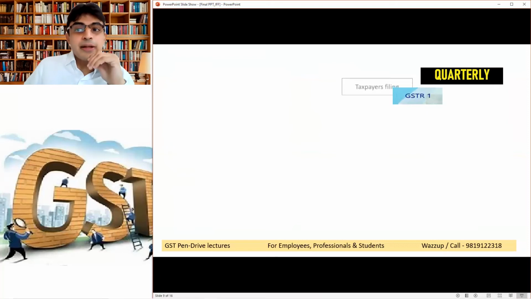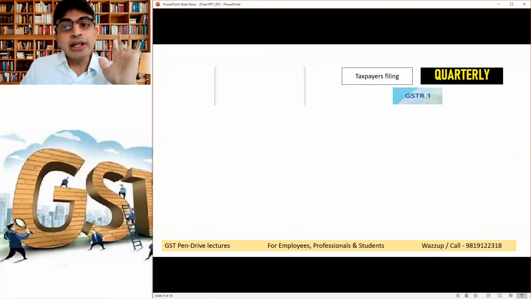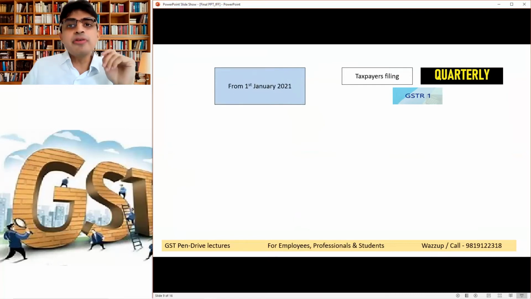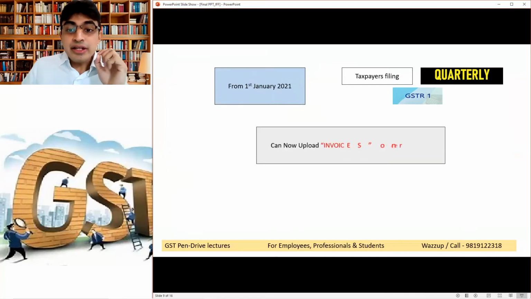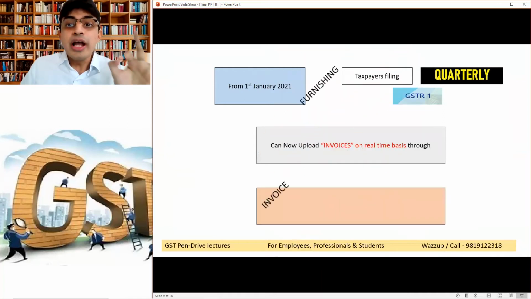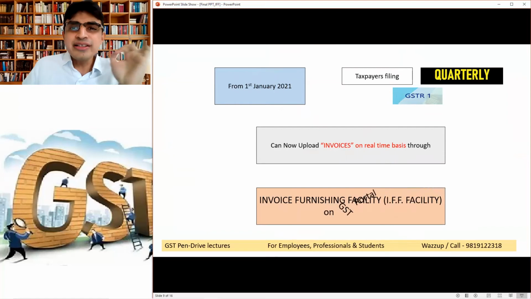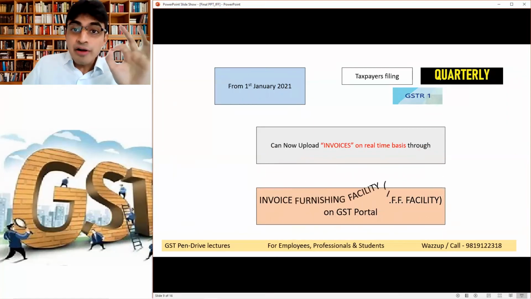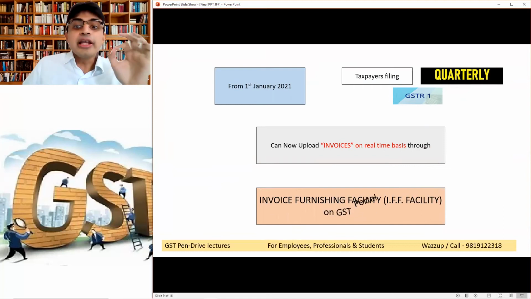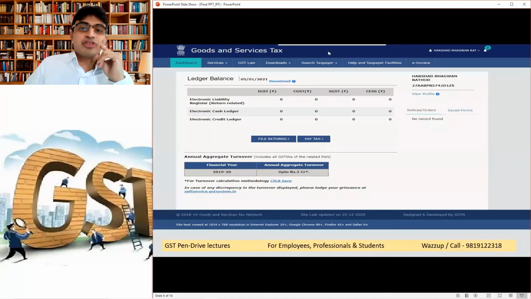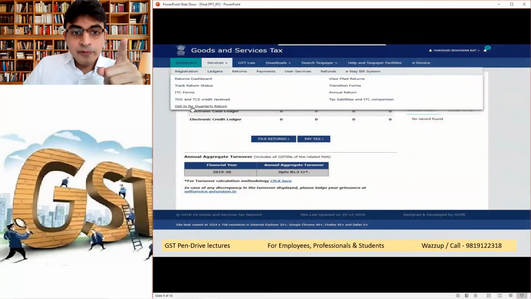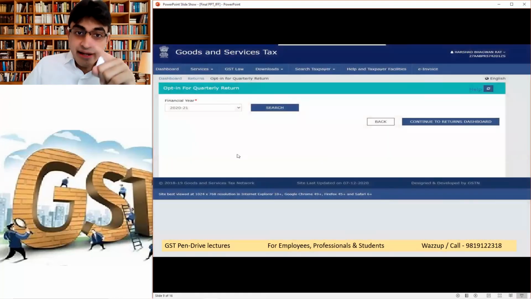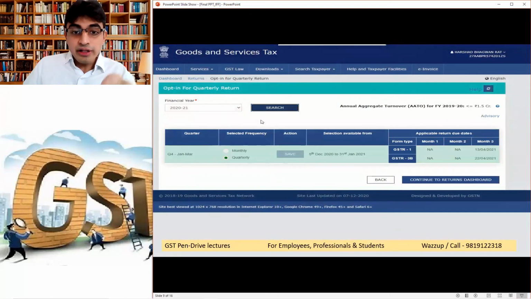See, one good thing has come. Taxpayers who are filing quarterly GSTR1 from 1st of January 2021 can now upload invoices through the invoice furnishing facility. This is a new update on the GST portal. One new facility is going to come, not yet come, the invoice furnishing facility on the GST portal. So now whenever you log in on the GST portal, see there is one option. See this, opt in for quarterly return. Whenever you opt in for this quarterly return, monthly and quarterly, it gives you an option. You will save and accordingly the option will be allotted to you.